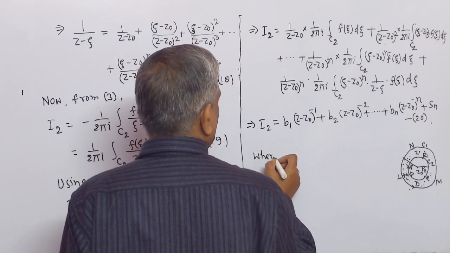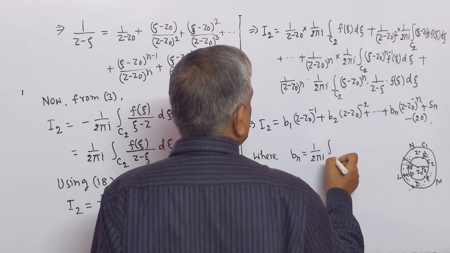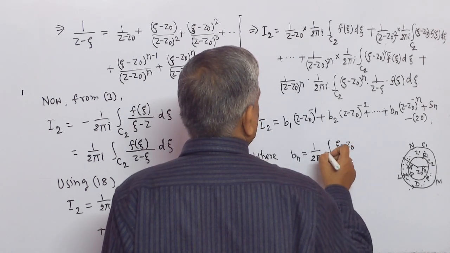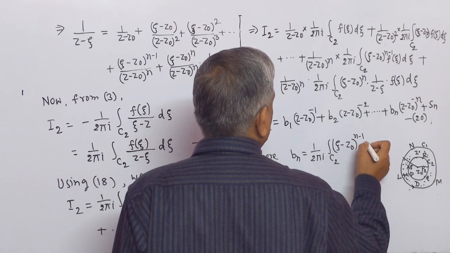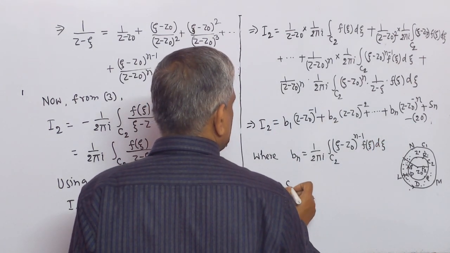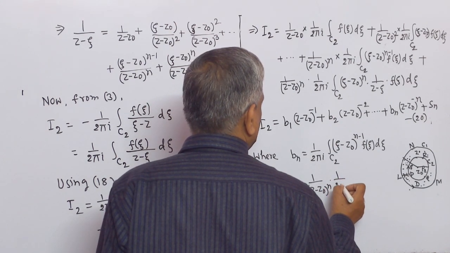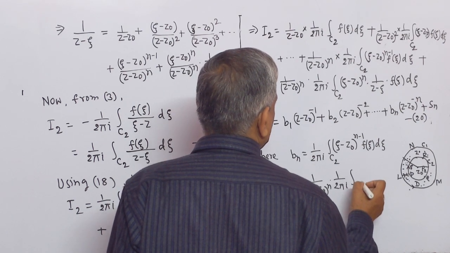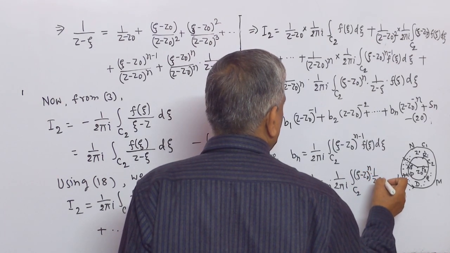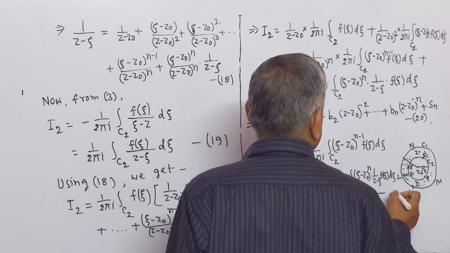where Bn equal to 1 by 2 pi I integration along the circle C2 xi minus z naught whole to the power n minus 1 f xi d xi, and Sn equal to 1 by z minus z naught whole to the power n multiply 1 by 2 pi I integration along the circle C2 xi minus z naught whole to the power n multiply 1 by z minus xi f xi d xi. Let this be number 21.